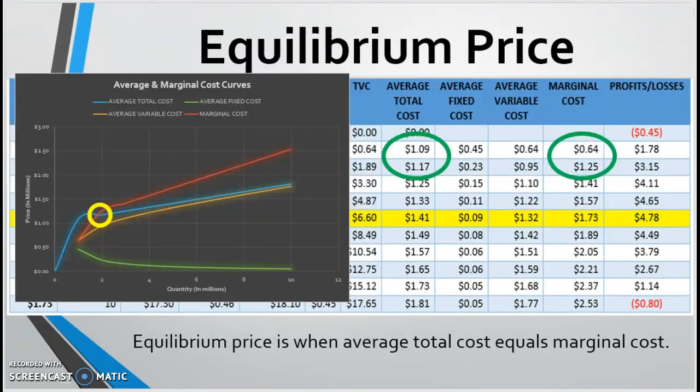Equilibrium price. Equilibrium price is when the average total cost equals marginal cost. Since there is no set equilibrium price shown on the table, however, the average and marginal cost curve shows an intersect here with this yellow circle, meaning that we can make a rough estimate that the equilibrium price is about 1.25 at about 1.8 million units. So the price is about 1.25 here at about 1.8 million units. So outlined in green is about where it would be on the table if it were to be set on the table.